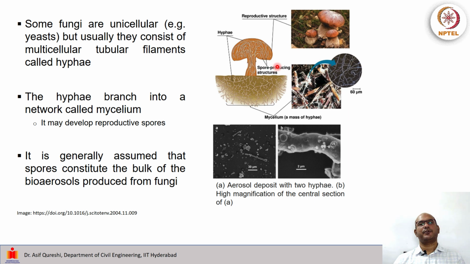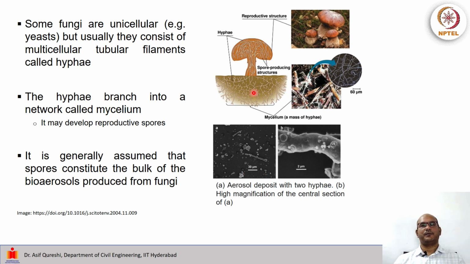So spores may be produced and then released. This is the reproductive structure, the structure that produces spores and reproduces. In terms of scale, we are looking at orders of 60 micrometers. These are magnifications of the central sections, and we are looking at scales of 2 micrometers to 30 micrometers.